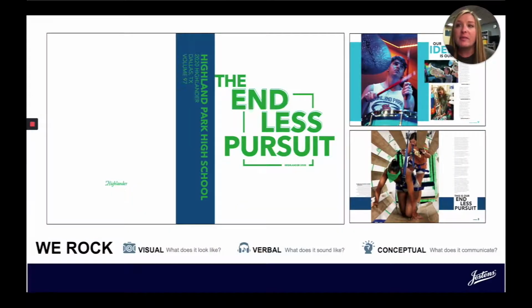This book from Highland Park High School is another example of the We Rock theme type. The thematic phrase, the endless pursuit, allowed this yearbook staff to focus on the individual achievements of various student groups while also emphasizing the collective awesomeness of the entire school.